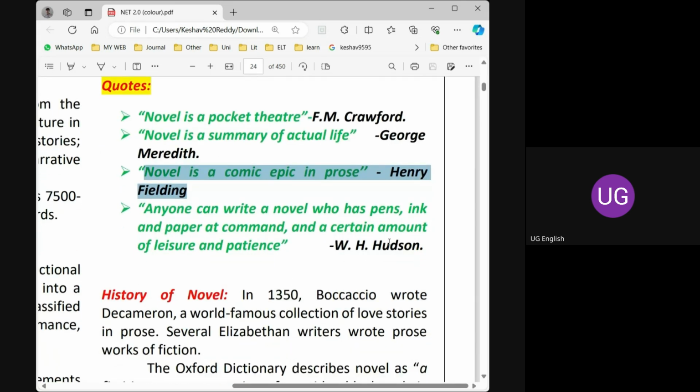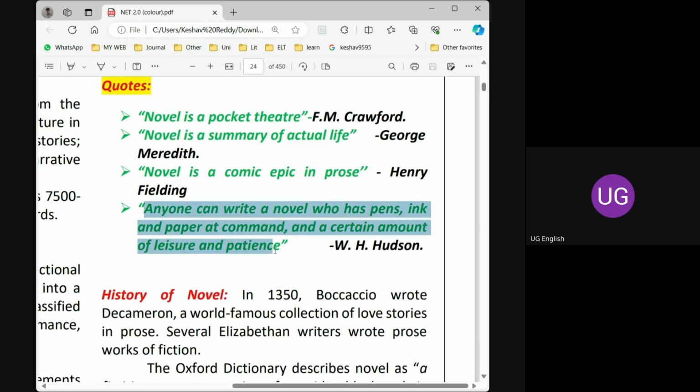And here W. H. Hudson is a famous writer of the history of English literature, with a book named History of English Literature. And in that he gave a very important statement: anyone can write a novel if they have a pen and ink and paper with good command and a certain amount of leisure and patience. So this is a very important quote by W. H. Hudson.